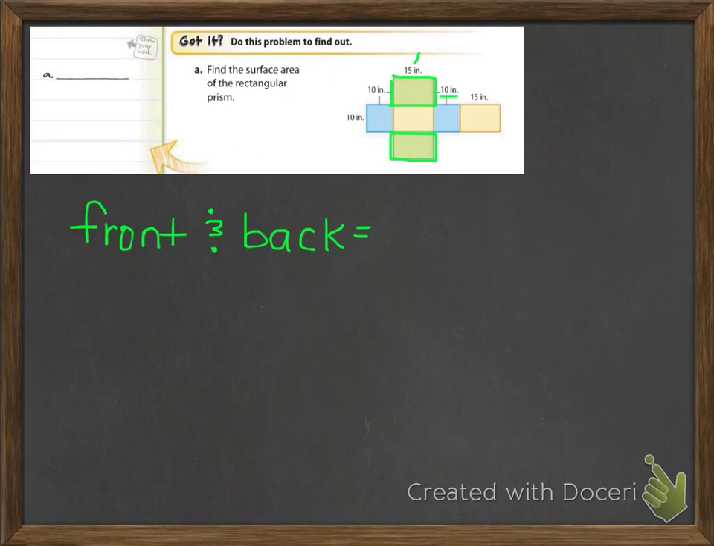So as you can see, I went ahead and outlined the front and back. For the front and back, we have 10 and 15 for the dimensions, and don't forget you have 2 of them. So of course that gives you 2 times 150. Then you are going to do the top and bottom.